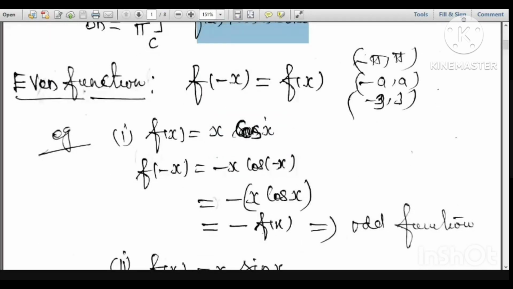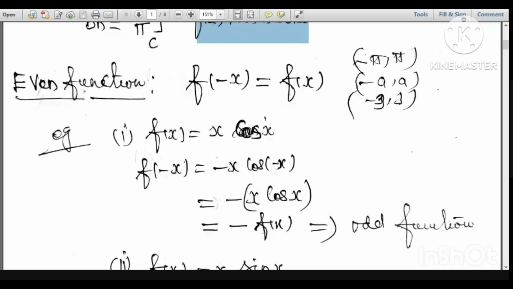So here the formula is very important. So next, the even function as well as odd function. When we can see the given function is even, the given function is odd, if the limit is minus pi to plus pi. If the limit is minus a to plus a, minus 3 to plus 3, minus 2 to plus 2, in this way only we can find the given function is even or odd.